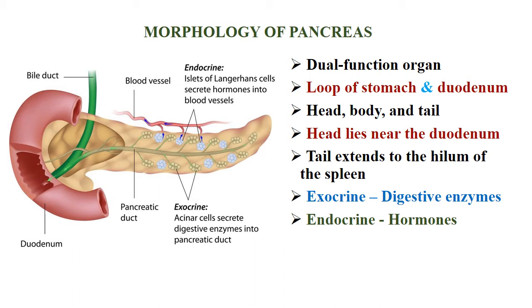The exocrine cells of the pancreas are the acinar cells, which are involved in the secretion of digestive enzymes, whereas the endocrine cells of the pancreas secrete various peptide hormones, which are involved mainly in glucose homeostasis.